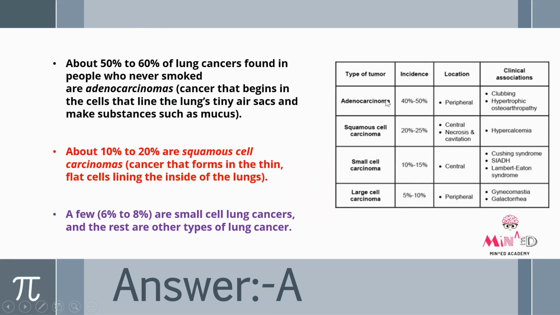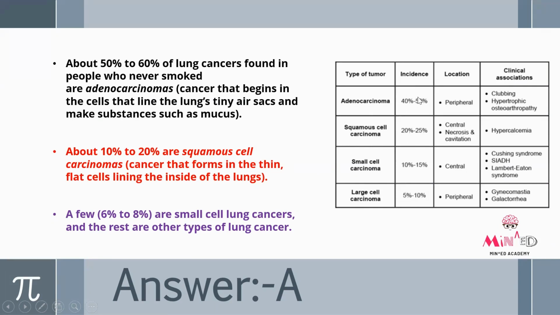So we have this table. As per this table, you can see there are four types of lung cancers. First is adenocarcinoma, then squamous cell carcinoma, small cell carcinoma, and large cell carcinoma. As you can see in the table, adenocarcinoma has an incidence of 40 to 50%, its location is peripheral, and its clinical association is clubbing and hypertrophic osteoarthropathy. Next is squamous cell carcinoma, 20 to 25%, small cell carcinoma, 10 to 15%, and large cell carcinoma, 5 to 10%.